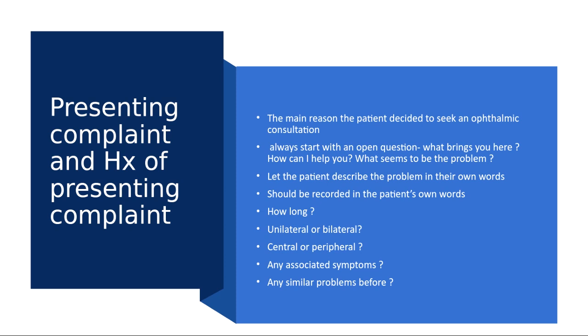Other things that you have to ask about is the duration, as someone mentioned. How long have you had these symptoms? Is it unilateral or bilateral? Is it affecting your right eye or your left eye, or both eyes? Is the loss of vision or blurred vision central or peripheral? Are there any associated symptoms? Have you had any similar problems before?